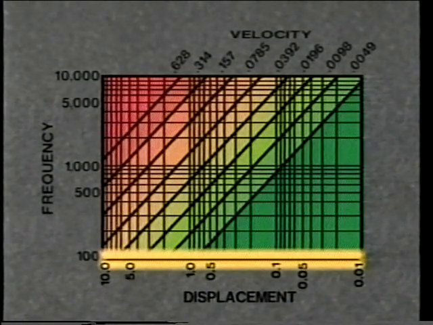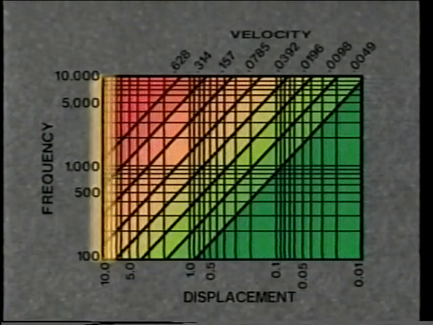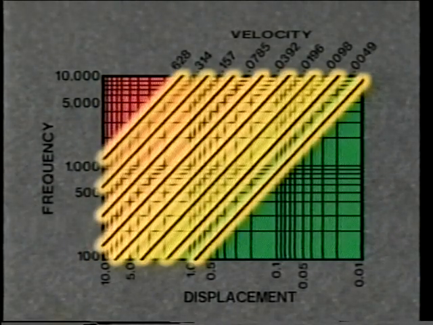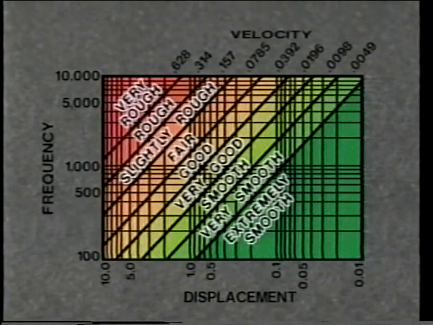The horizontal axis represents the displacement of the vibration, expressed in mils, peak to peak. The vertical axis represents the frequency, expressed in cycles per minute. And the third set of lines represents the severity of the vibration. These lines are normally labeled as good, fair, bad, and very bad, or some similar terms. Each of these diagonal lines also has a velocity value associated with it.